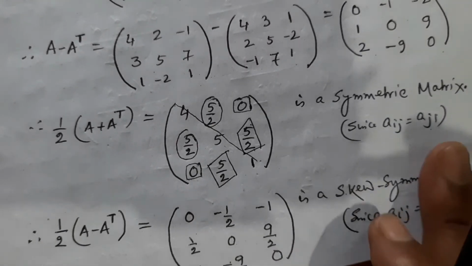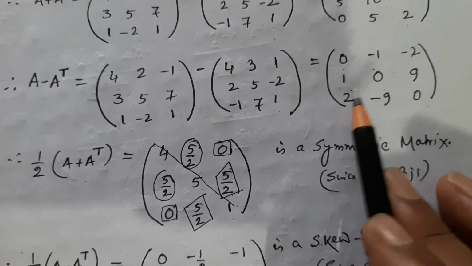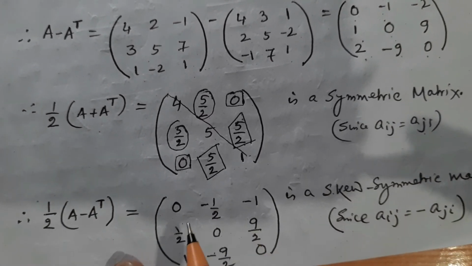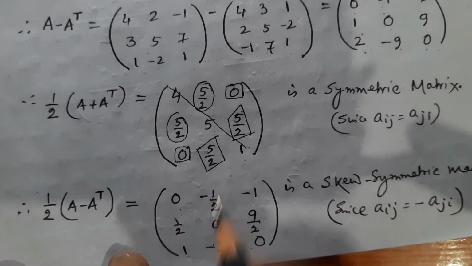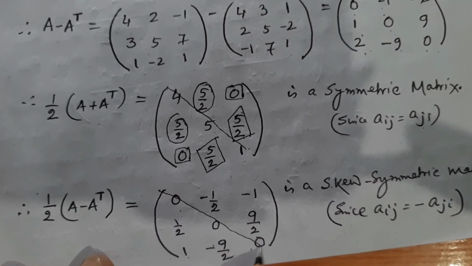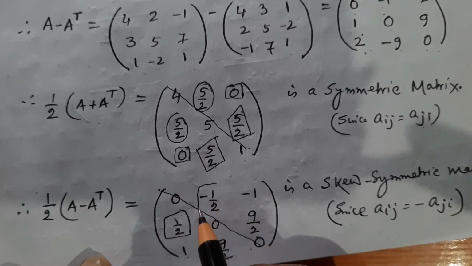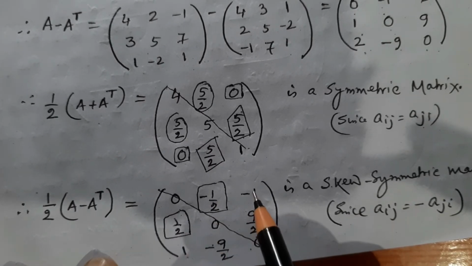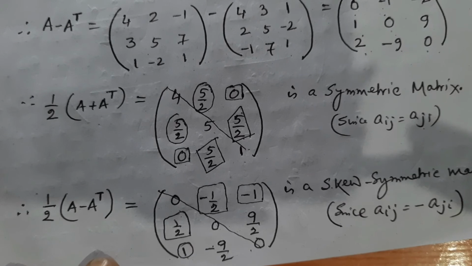Also A minus A transpose equals [0 minus 1 minus 2; 1 0 9; 2 minus 9 0]. Half of A minus A transpose equals [0 minus half minus 1; half 0 9 by 2; 1 minus 9 by 2 0]. From this matrix, this is the principal diagonal element, and here A21 equals minus A12. Otherwise we can say A12 equals minus A21, and here A13 equals minus 1, and A31 equals 1.